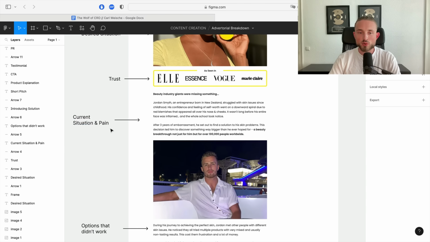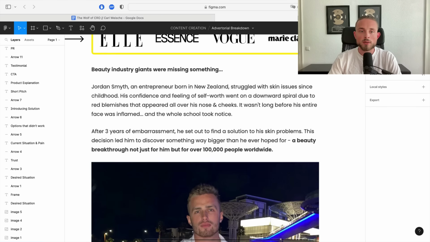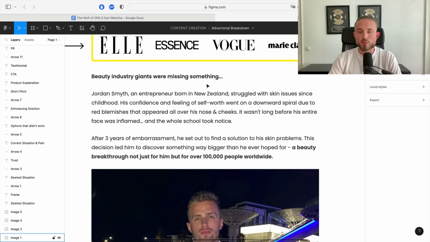Now, we start with their current situation and pain with a hero story, right? This is a really, really great way of doing this. So we have a hero that had the same problem as the prospect and went through a couple of options and now discovered this one option that really makes a difference. And now he helps others with this option. So here really quickly, beauty industry giants were missing something. Jordan Smith, entrepreneur from New Zealand, struggled with skin issues, and so on. And then here we talk about the pain points, right? Basically here we just break down the pain points.